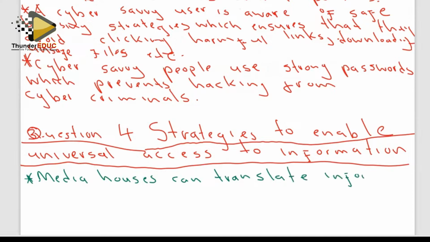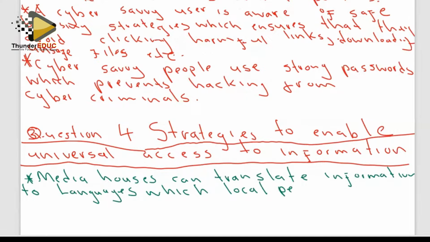information or news into languages which the locals can understand, which local people can understand. So the first thing is to translate information into languages which local people can understand. That will be the first step. So news and information needs to be translated.